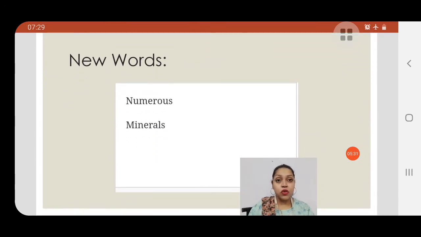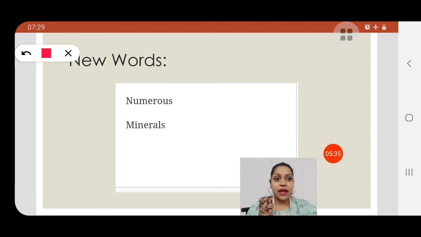So what are the new words? They are numerous and minerals. Children, you will write these new words in your EVS2 copy and also the meaning. Numerous and minerals.